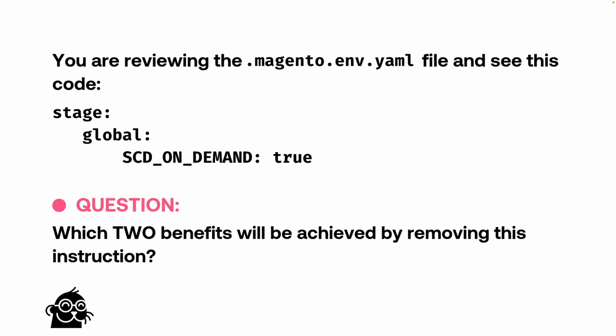Now, let's take a look at the question of the day. You are reviewing the Magento env YAML file, and you see this code: stage global SCD on demand is true. Which 2 benefits will be achieved by removing this instruction? Now, the question is, what is SCD on demand? The answer is SCD stands for static content deploy. I guess it was a little verbose to put here in the YAML file, so they just shortened it down from static content deploy. Once you understand that, the question is then, what is it on demand?